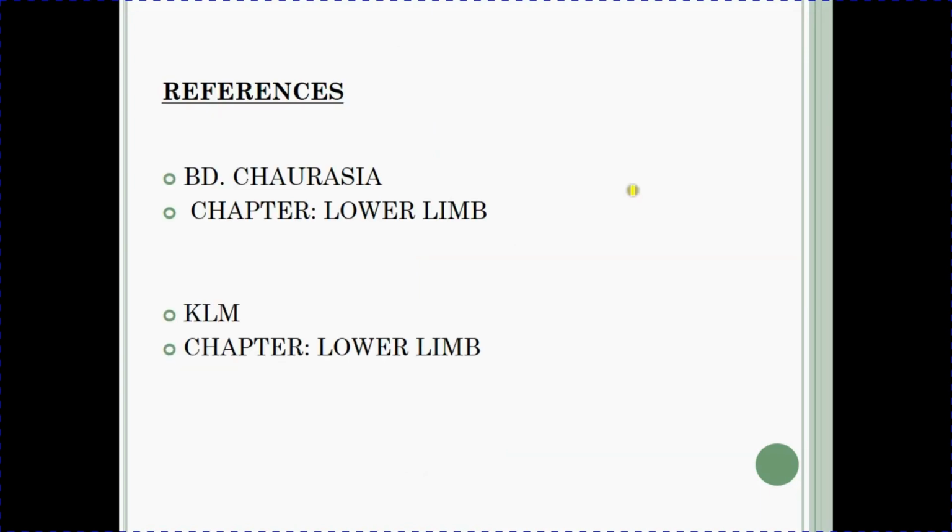References. The text was taken from B.D. Chaurasia.